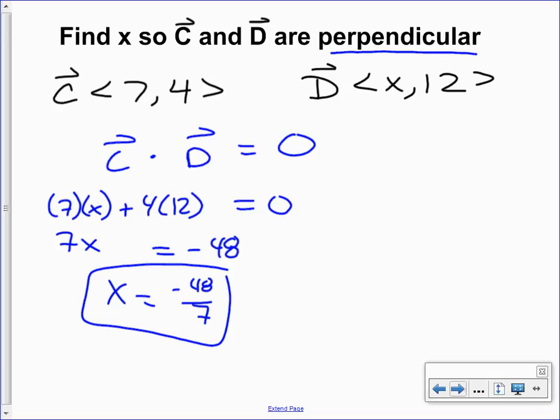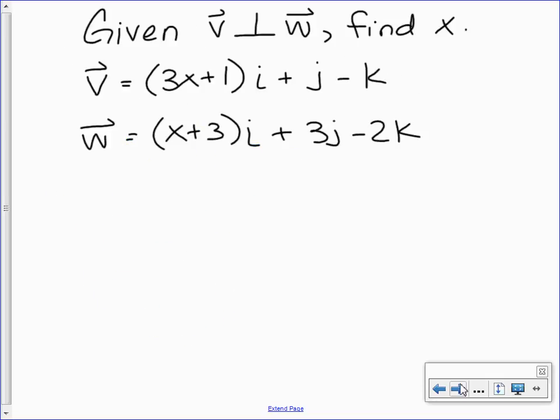Let's do a 3D vector. Can we agree that the first vector has components 3x plus 1, 1, and negative 1? And the second one, because it's a 3D vector, is x plus 3, 3, and negative 2.